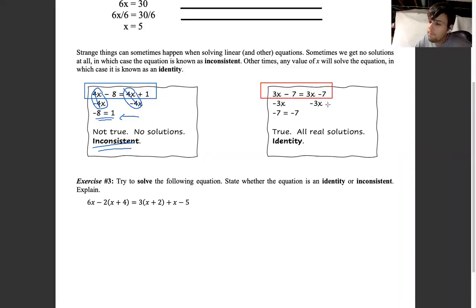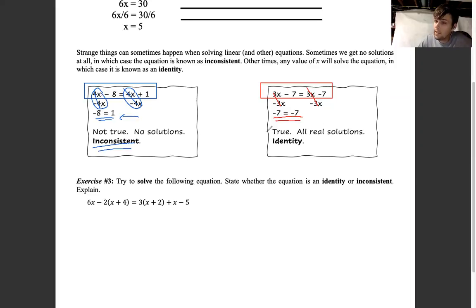Here, we have an equation. It looks a little suspicious right off the bat. Both sides are exactly the same. But anyway, let's go ahead and take a look at what's happening. We subtract 3x from both sides. We get these 0 terms, cancels out all of our x's, and we're left with this statement, which is true, right? -7 is equal to -7.